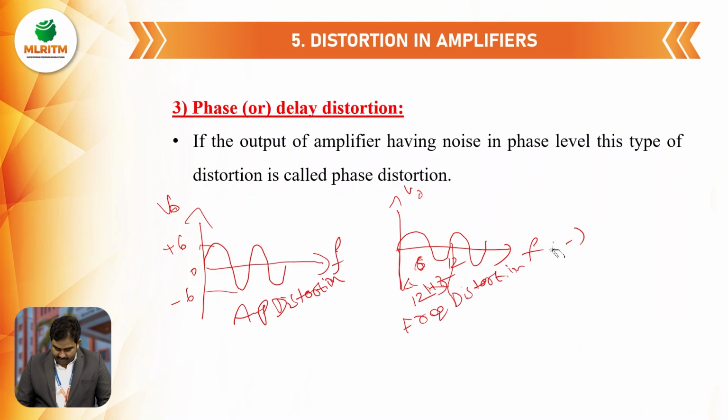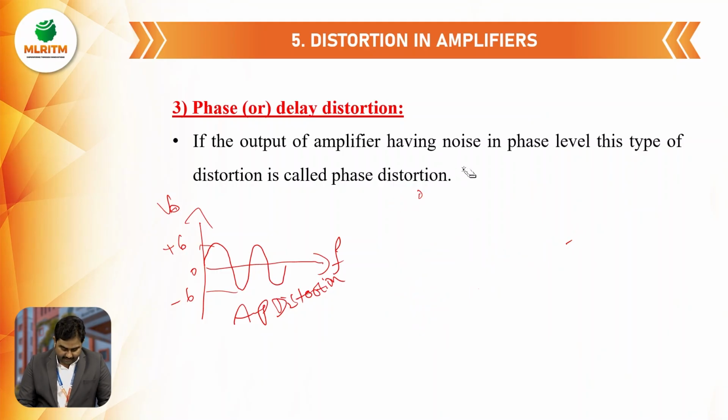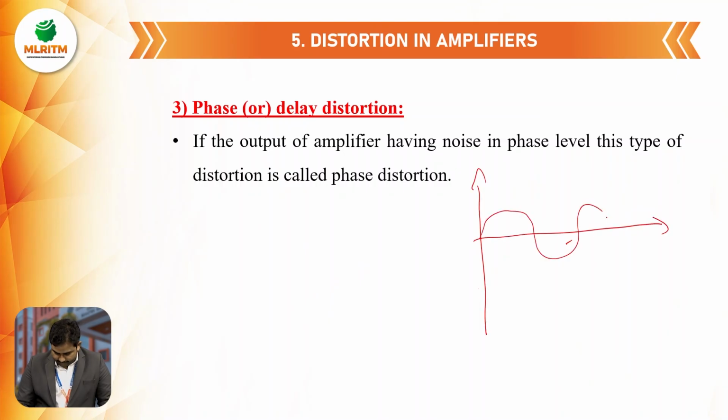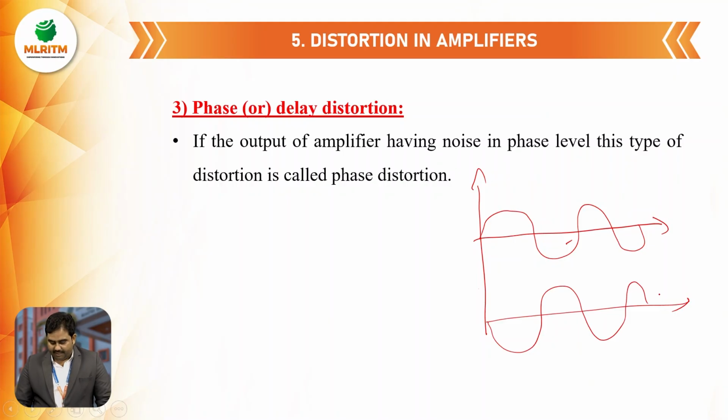So apart from these two, amplitude and frequency, we are having another type of distortion that is called phase or delay distortion. We will see how it will present. Let us assume we are expecting a waveform like this. But apart from this, we are getting a waveform like this. So this means we are getting the output 180 degrees out of phase. That means there might be some distortion with respect to phase. This is called phase distortion or delay distortion.